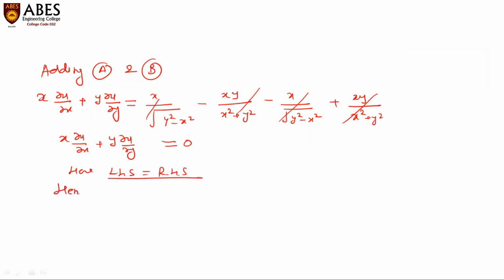Hence Euler's theorem is verified because left hand side equal to right hand side and both sides are equal to 0. Hence we have verified the Euler's theorem. Now we'll take the next question.